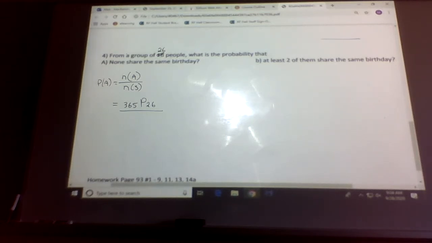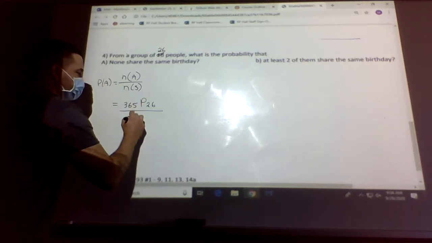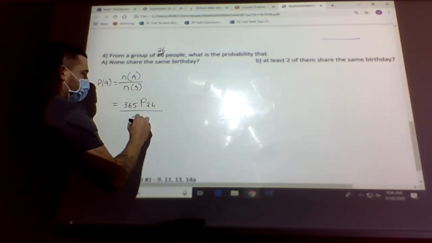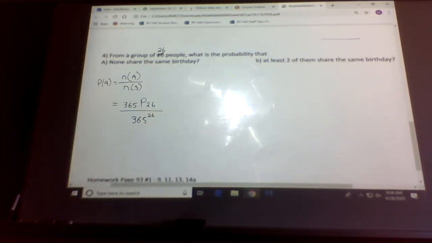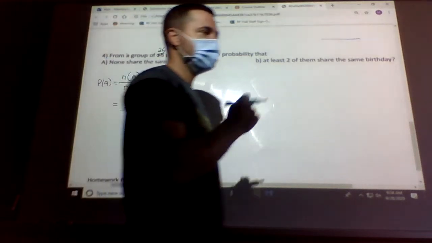Okay, that almost looks like that should be the denominator, but the denominator is different. Every time you have a birthday, the denominator never changes. So I'm gonna tell you what this is and I'll explain it after. The bottom is gonna be 365 to the power of 26. I'll show you with the fractions and it'll make sense.